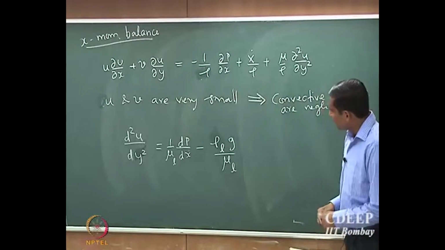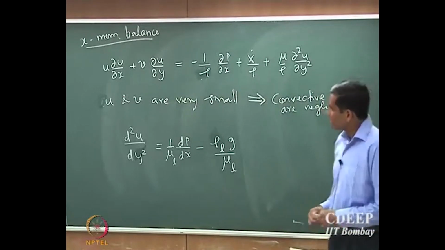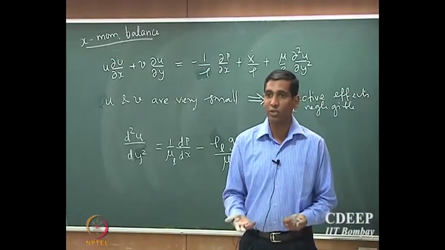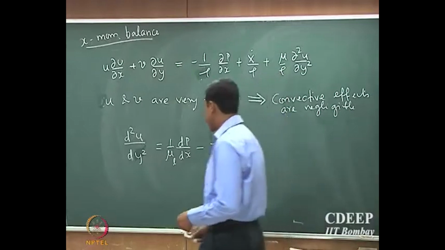Okay. Now we said that the vapor is at rest, right? So the vapor is at rest, the velocity is 0, and also all the gradients are 0.